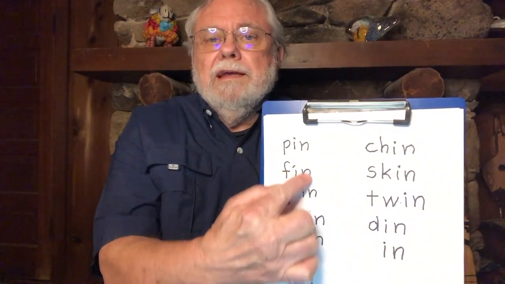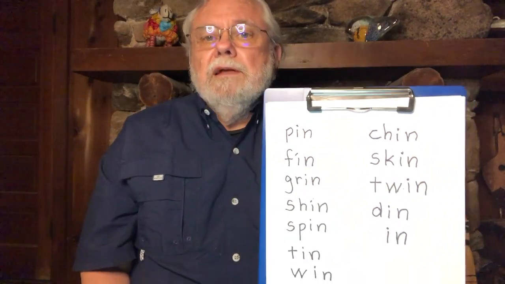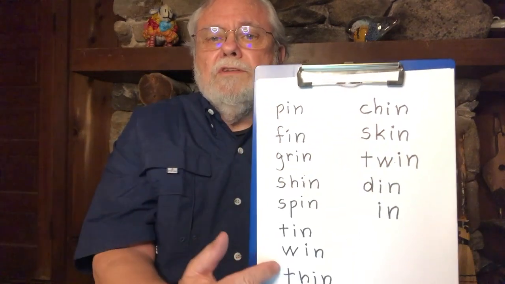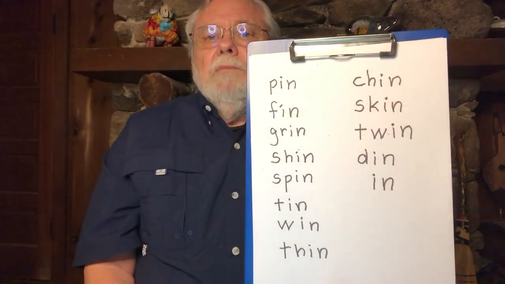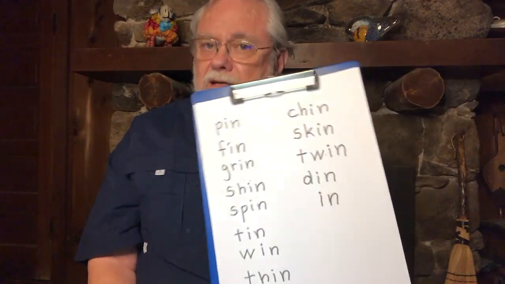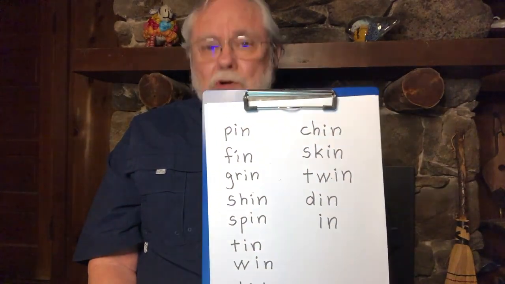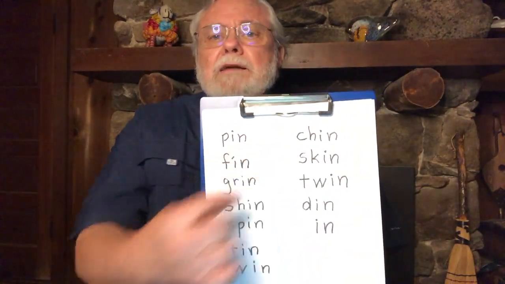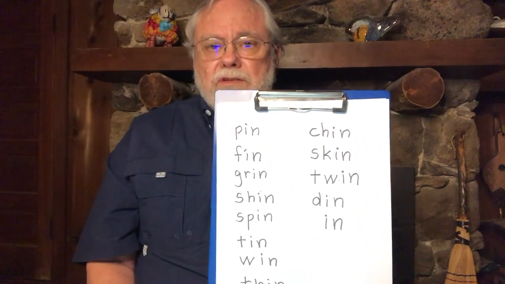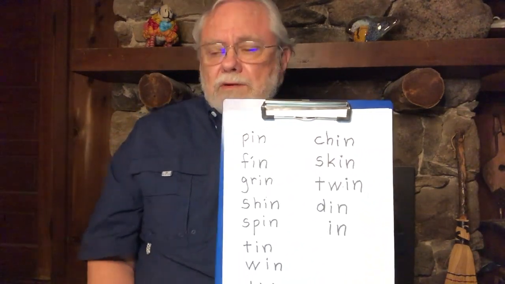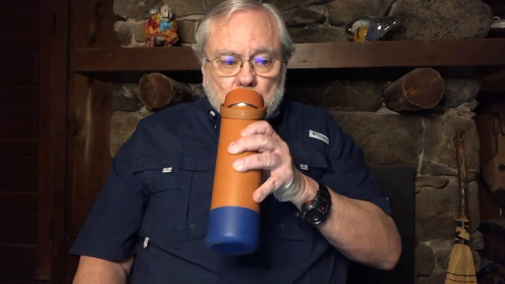If I can read pin and I can read in, and I can see the rhyme part of the word, then all I have to do to read all these other words is change the consonant at the front. Because then I can read grin, shin, spin, tin, win, thin, chin, skin, twin, din, and in. And so good readers are very good at finding rhymes in words, changing the consonants at the front of the word in order to figure out what words that they've never seen before are. So that's another reason why we do a lot of rhyming in animated literacy.